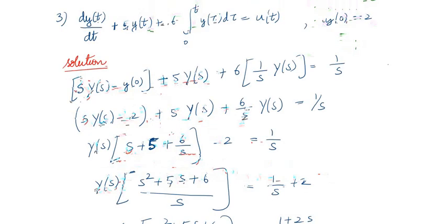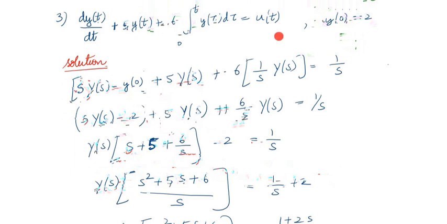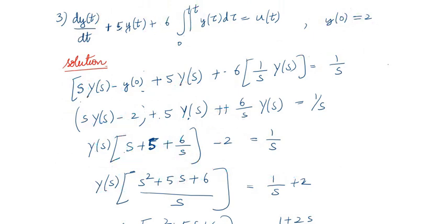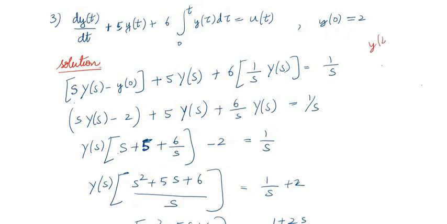Now, the third problem. This is another differential equation, but we have an integration. This is an exact integral. You have the integration as well as the differential equation, right? So it's very simple. The initial condition is given. Okay, the solution is to find y of t. Find y of t. That is what is required.